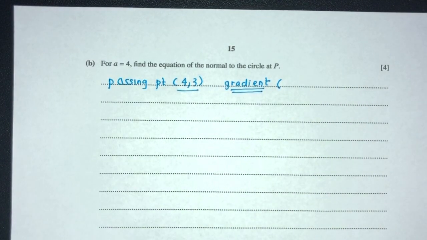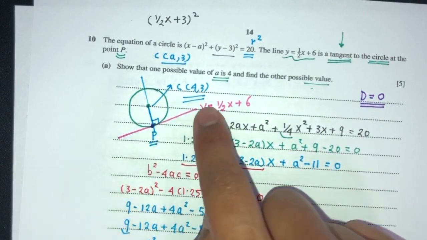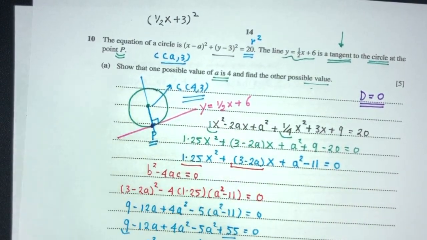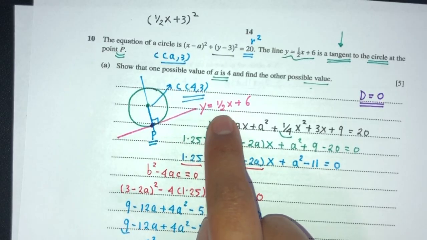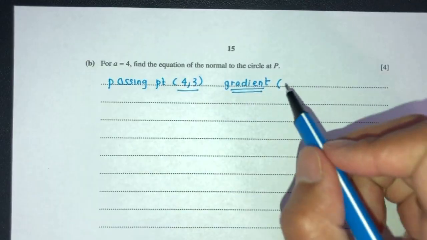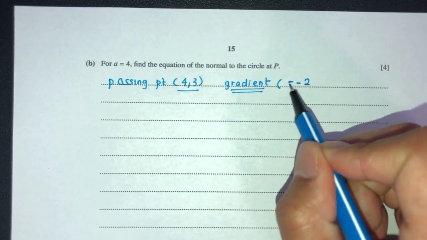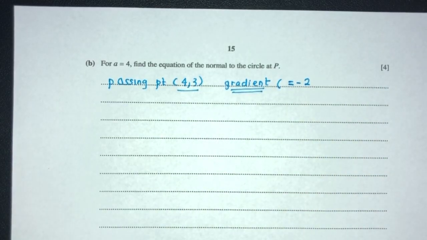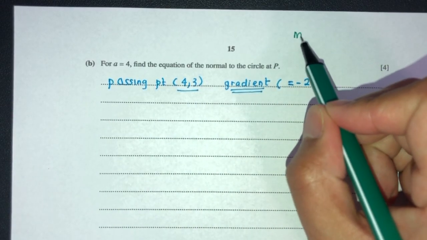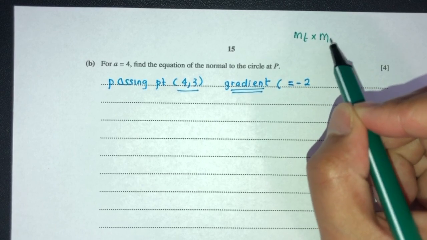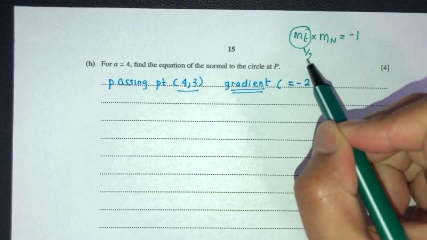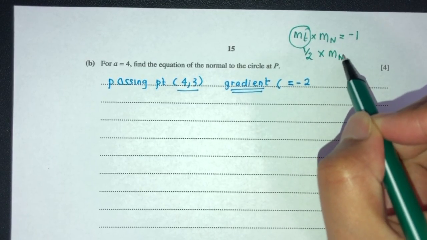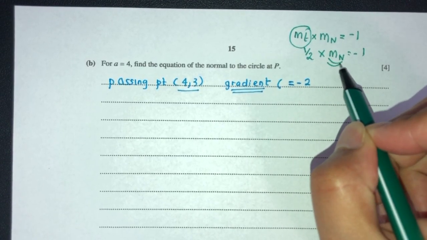So we should know this is the tangent, and perpendicular to my tangent we have the normal. Since they are perpendicular, I understand that the gradient has to be minus 2. Makes sense, right? Because the gradient of the tangent multiplied by the gradient of the normal has to be minus 1. Since this one is half, times this gets minus 1, this will have to be minus 2.